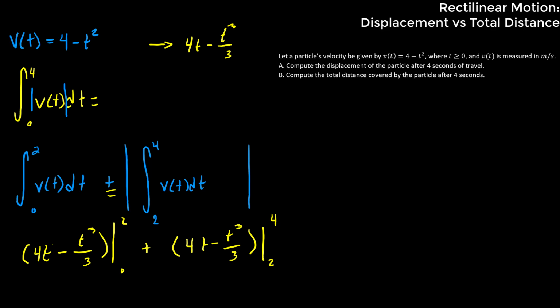Here's the only thing though. Remember, this portion, we're taking the absolute value of it. So first we'll want to evaluate the definite integral. We know it's going to be negative, and then we'll just make it positive. That's it, and we're good. So let's just go ahead and solve this bad boy out.